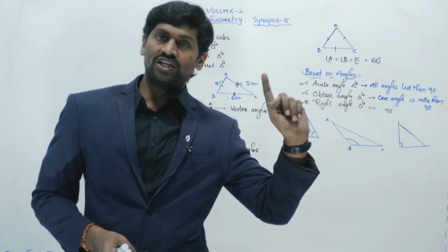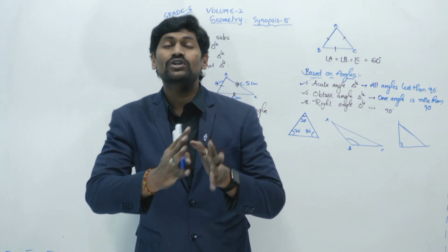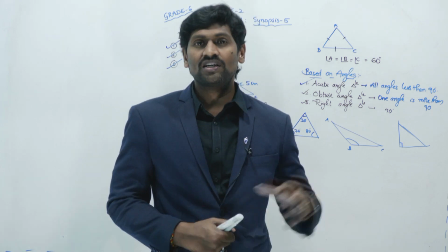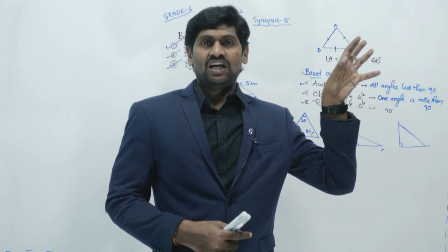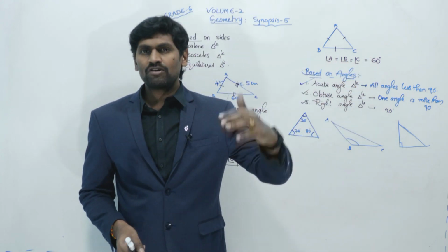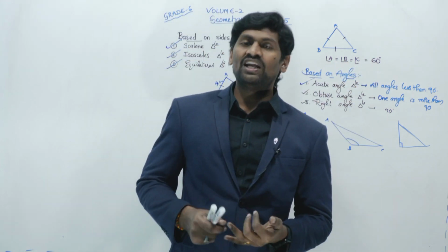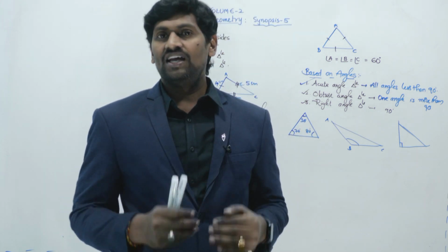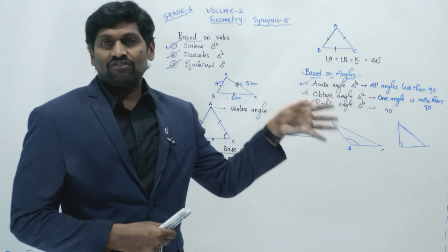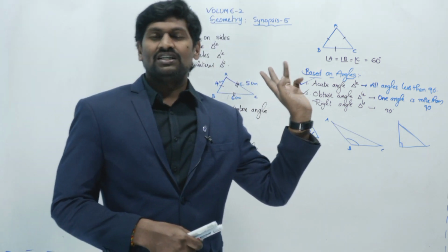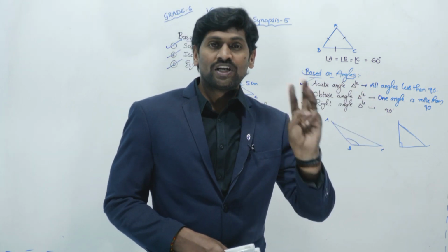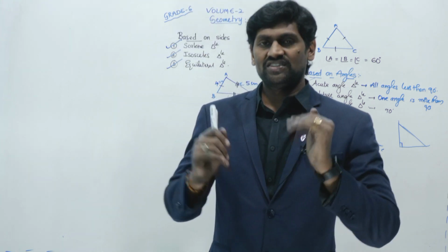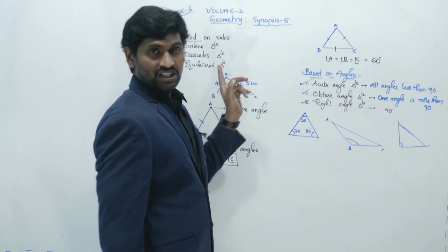First one is polygon. A polygon is nothing but a simple closed figure bounded by line segments. In polygons we have several types of figures: triangle, quadrilateral, square, rectangle, pentagon, hexagon, which are all formed only by line segments. To make any closed figure we need a minimum of three sides, and that is nothing but a triangle.